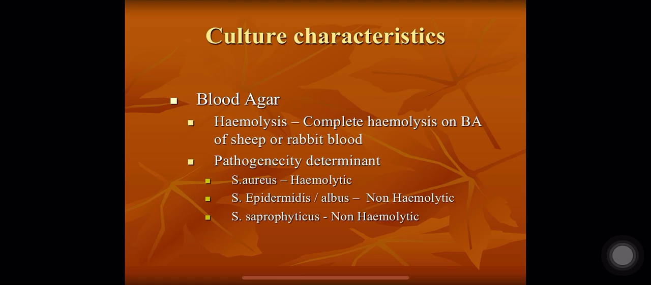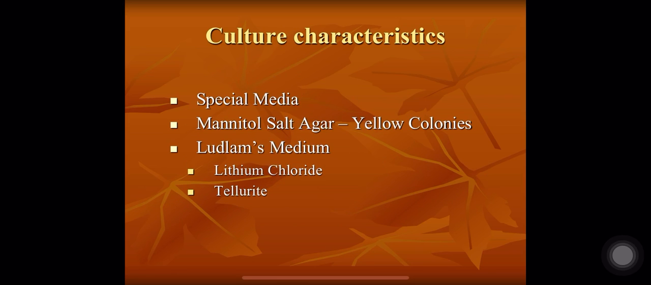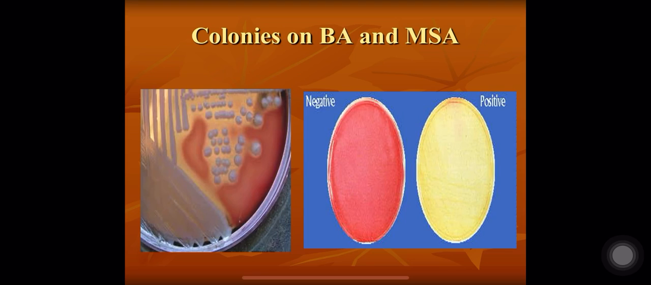On blood agar, Staph aureus shows beta hemolysis, while epidermidis and saprophyticus do not show hemolysis. Special media like mannitol salt agar and Ludlam's medium can be used for Staphylococcus aureus as selective medias. The figure shows colonies on blood agar which are beta hemolytic, and another figure shows Staphylococcus aureus grown on mannitol salt agar.